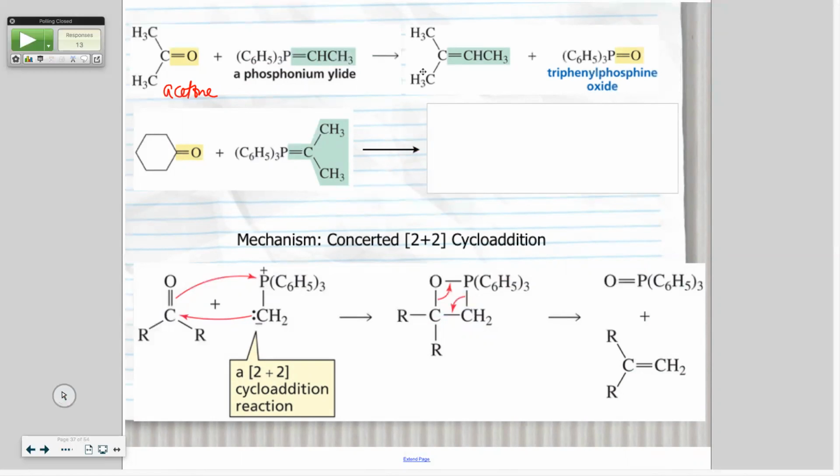What if we did this one? This one is cyclohexanone, and we're going to add this ylide. So what are we going to get? Cyclohexane, and what's going to be on it? The double bond to this C, right?